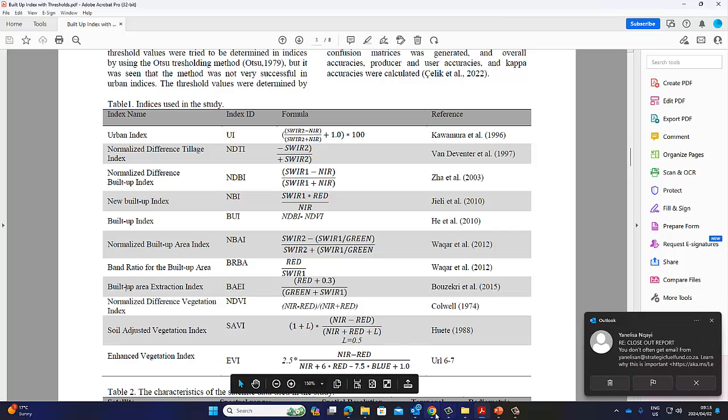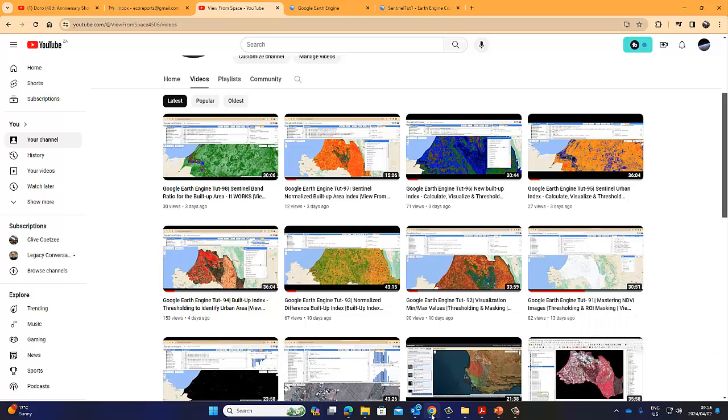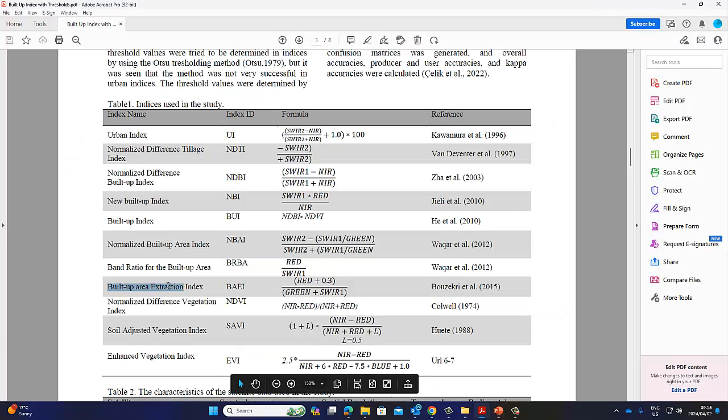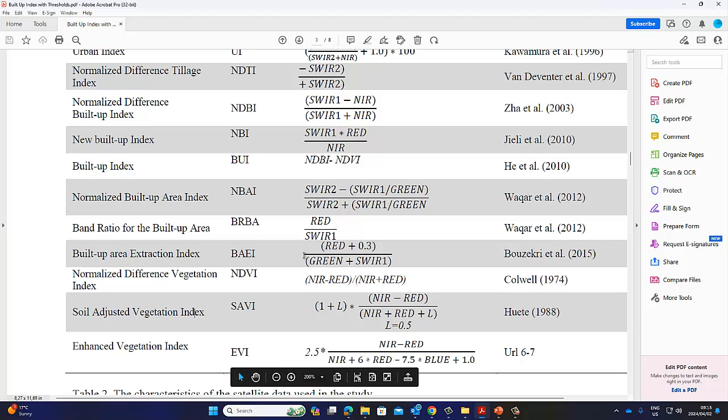So the last one for this particular series that I'm going to use is what they call, let's go back here, this one here, the built-up area extraction index. Let's just make it a little bit bigger. The built-up area extraction index. And this again uses the red band plus 0.3. Don't ask me why the 0.3. We'll have to go to this article here by Bouzekri et al., 2015, and see why they say 0.3. There must be a specific reason for that.